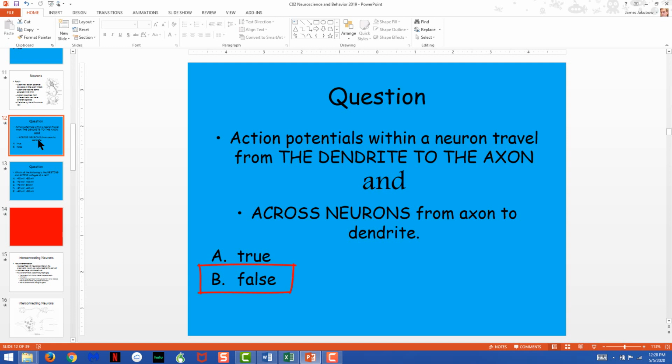Action potentials do not travel from the dendrite to the axon. Charged particles travel up the dendrite, and then the action potential travels down the axon itself. So the first part of that statement is not correct. The second part of the statement is also incorrect. The action potential does not travel across neurons from axon to dendrite. I mentioned earlier that there is a chemical signaling process that interacts between the cells. That process is going to be called neurotransmission.